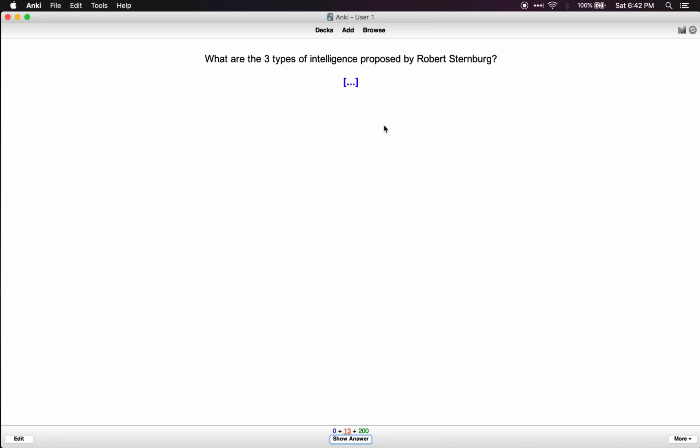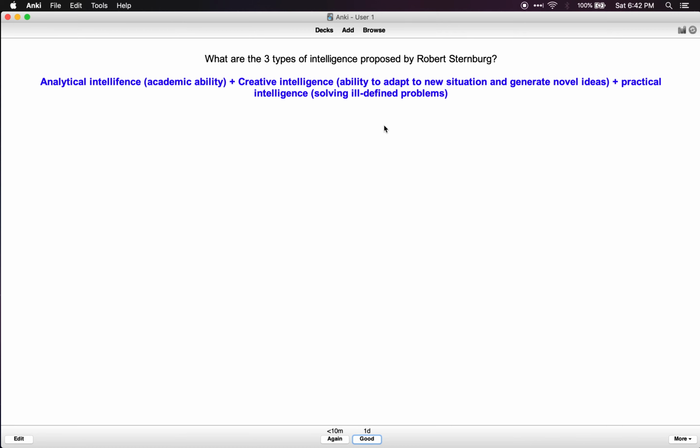Robert Sternberg promotes analytical intelligence, academic ability, creative intelligence, and ability to adapt to new situations. Analytical intelligence, creative intelligence, and solving ill-defined problems. What was it? Practical intelligence.